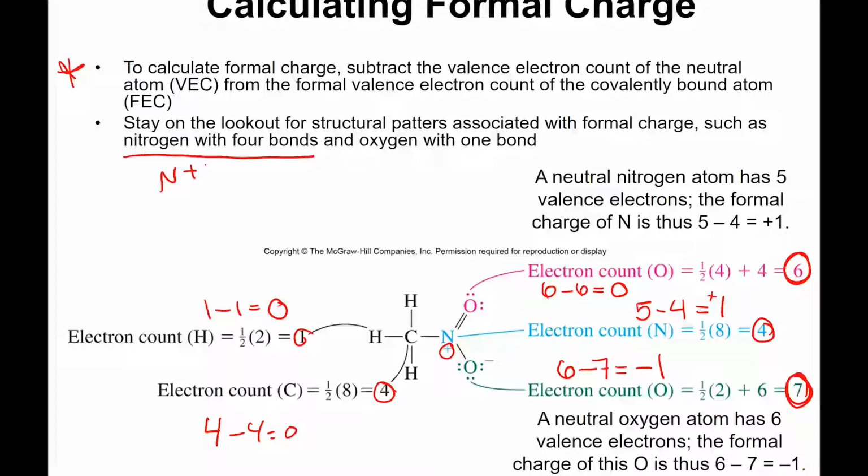Oxygen usually likes to make 2 bonds. We discussed that earlier in our Lewis dot structures. In this case, you actually see that the oxygen is only making 1 bond. So if you see oxygen with 1 bond going to it, that's a common pattern for oxygen with a -1 formal charge. So those oxygens will almost always have a negative charge on them. So again, look for these structural patterns.